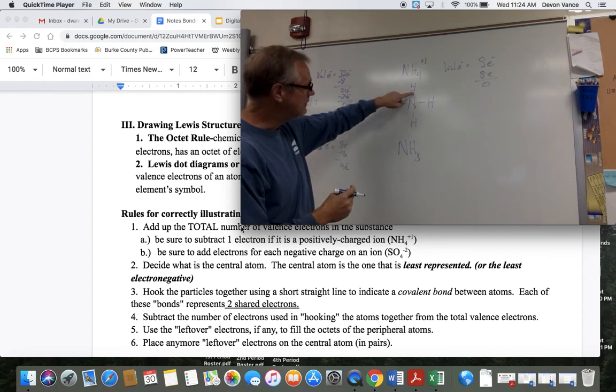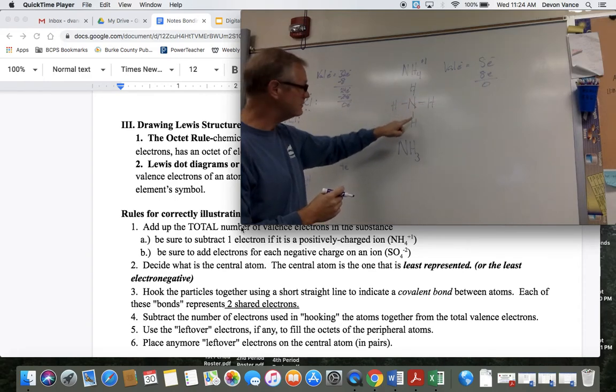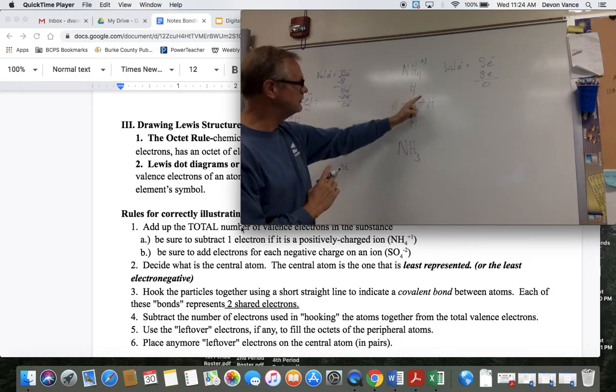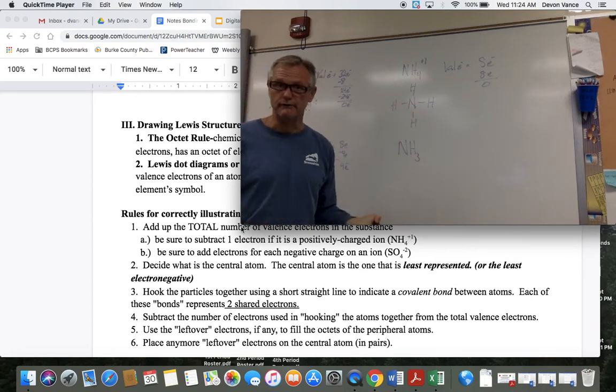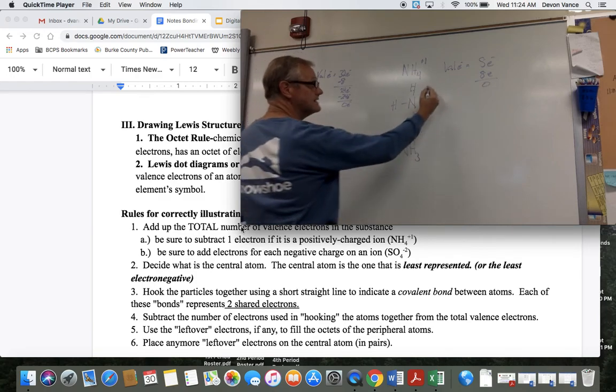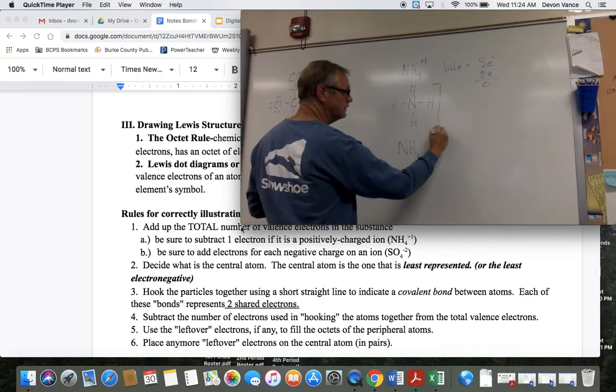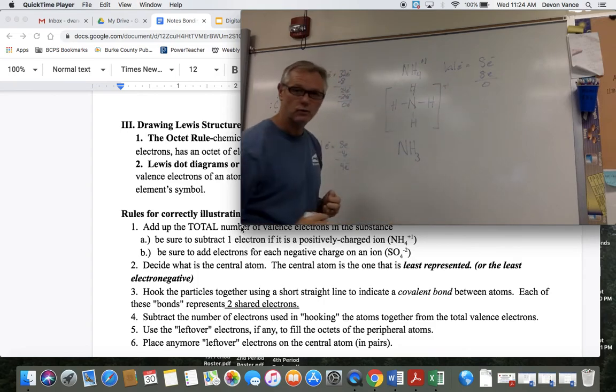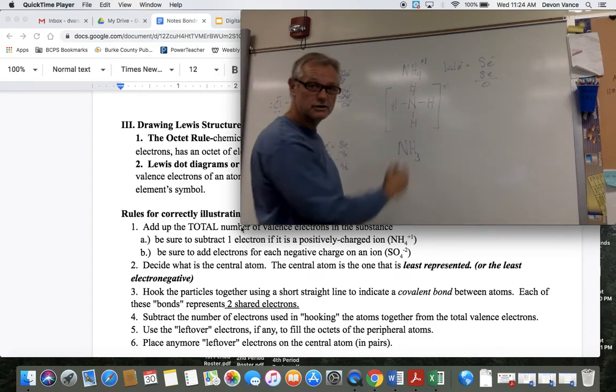So I have 2 for this hydrogen, 2 for this hydrogen, 2 for this hydrogen. All the hydrogens are good. How about the nitrogen? 2, 4, 6, 8. Perfect. And since it's an ion, we just put a bracket around it and put a +1 right there. That is going to be the structure.